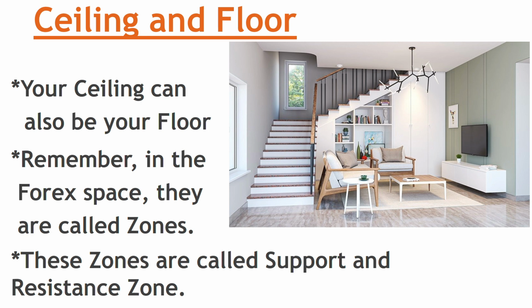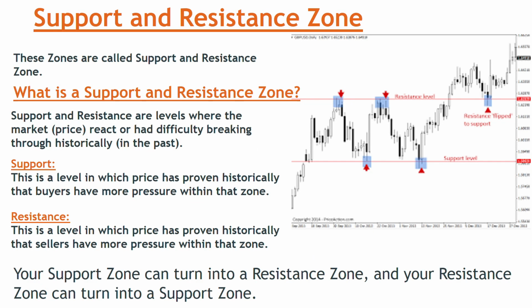These zones are called support and resistance zone. The one at the top side, which is the ceiling, is called the resistance zone, while the one at the bottom, which is the floor, is called the support zone. Support and resistance zone. What then is support and resistance zone? These are levels or areas where price, the market, had difficulty breaking through.